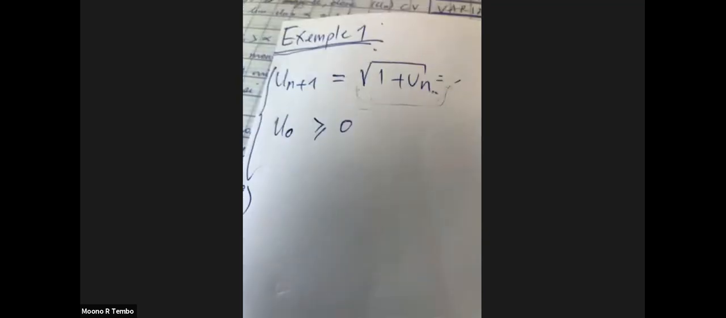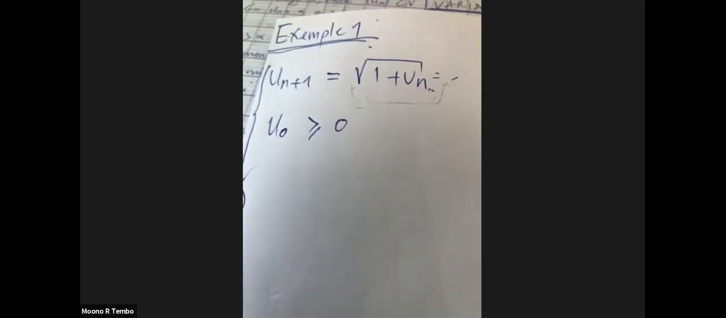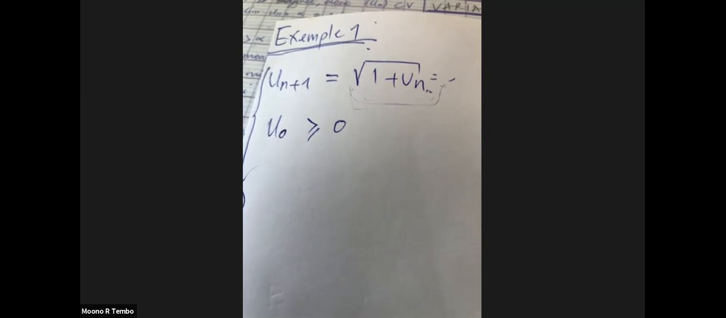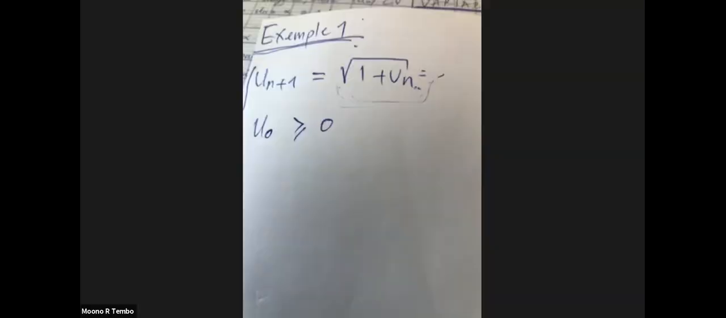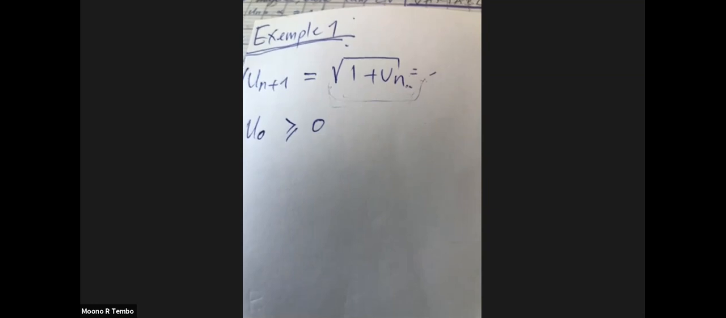Sorry, what are we supposed to solve? The question has been given. It says u(n+1) is equal to the square root of 1 plus u(n), and you've been given that u0 is greater than or equal to 0. Then now you solve. So what exactly are we solving for? Like, what are we doing? You have to study the nature of the sequence.